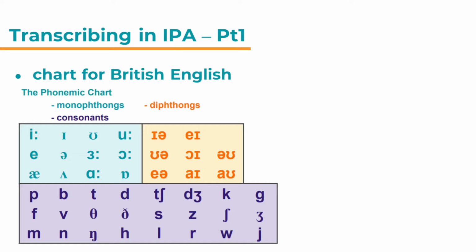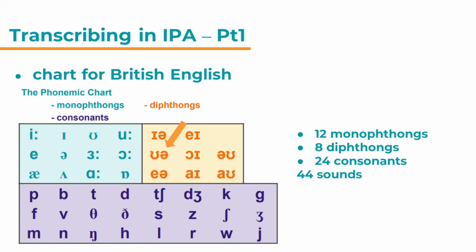If this chart is new to you and you want to learn more, have a look at my separate video on the Phonemic Chart. I will link to it in this video. And in this video, I explain it in a lot of detail. But to quickly summarize, the chart is organized into monophthongs, those are the single vowel sounds, diphthongs in orange, the double vowel sounds, and also consonants. Now in total we have 12 monophthongs, 8 diphthongs, 24 consonants, and together that makes 44 sounds.